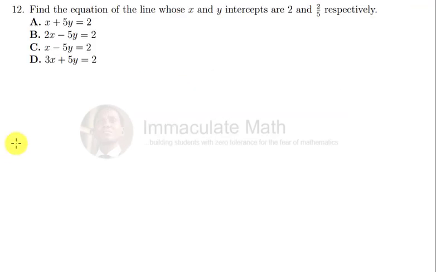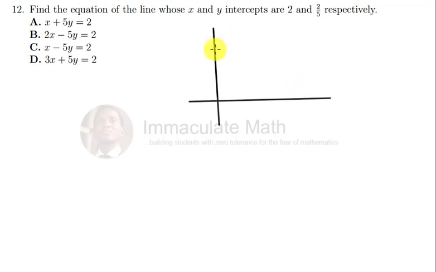Next question. In this question they said, find the equation of a line whose x and y intercepts are 2 and 2 over 5. Okay, so for you to find the equation of a line, of course they've already given you the x and y intercept. So let's try to sketch what they're saying. So we have this to be our y axis, and this to be our x axis.